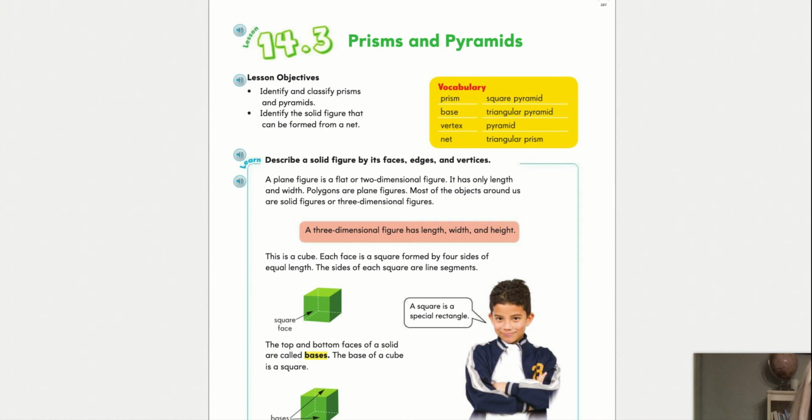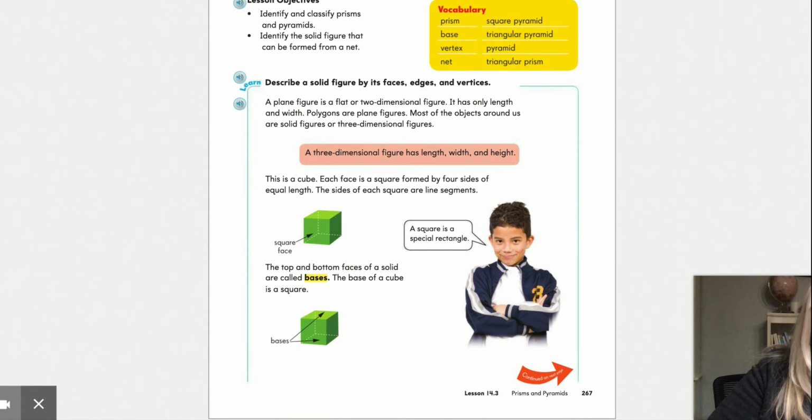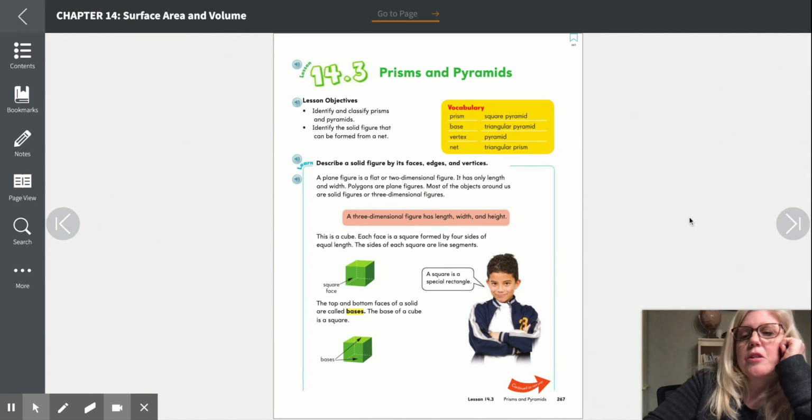A three-dimensional figure has length, width, and height. This is a cube. Each face is a square formed by four sides of equal length. The sides of each square are line segments. The top and bottom faces of a solid are called bases. So the base of a cube is a square. A square is kind of like a special rectangle.